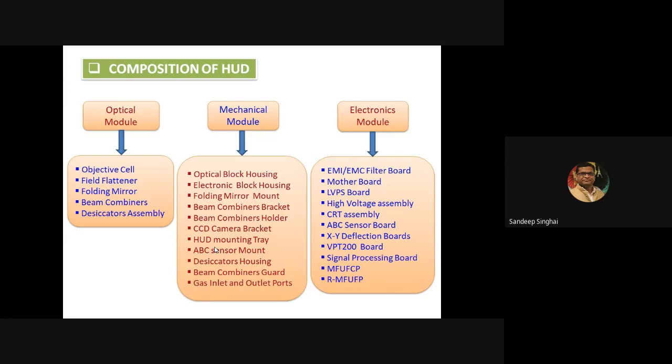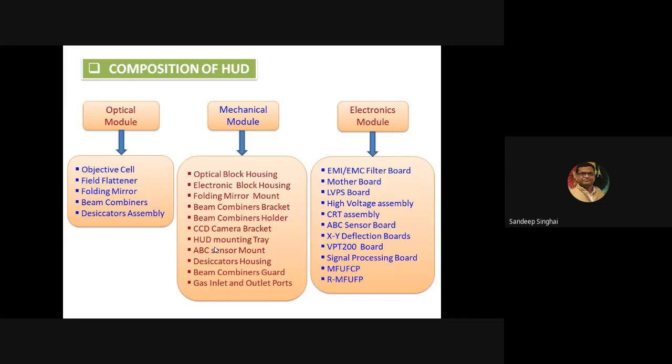Then, for judging the ambient brightness and making decisions accordingly regarding the symbology brightness to cater to the camera requirements, we have an ABC sensor board. You have deflection cards to drive the CRT. You have a signal processing board to process the entire signals and requisite handshaking. And then there are two control panels in case of HJT and one control panel in case of LCA.